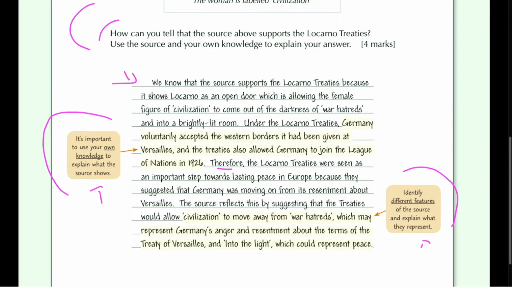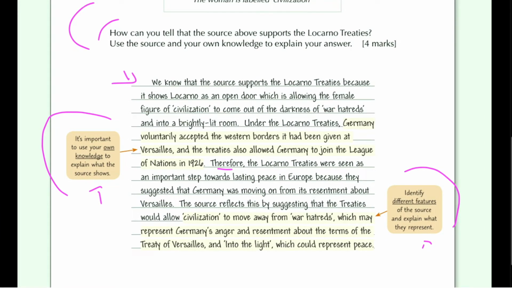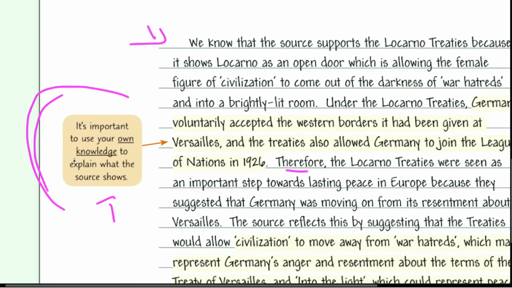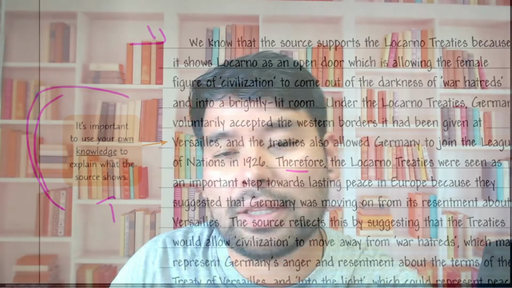Okay, so this is the writing. This is the thing that we have checked, and then remember that I told you that I would explain these notes here. So we have this first one on this side, which means I'm going to get closer a little. It's important to use your own knowledge to explain what the source shows. When I say use your own knowledge, it means don't only use the information that you have read in the book, but also do some research by yourself.